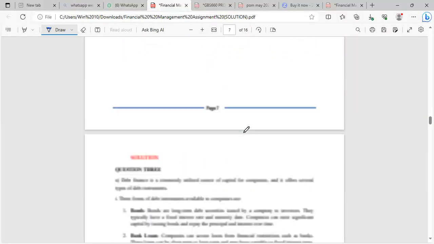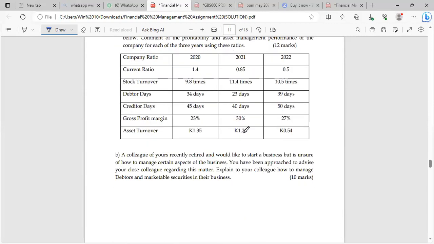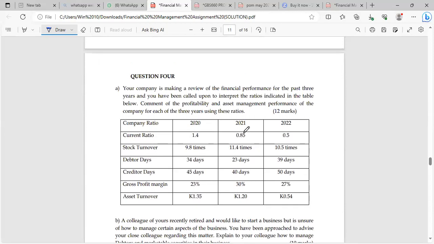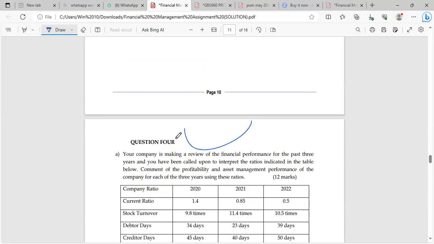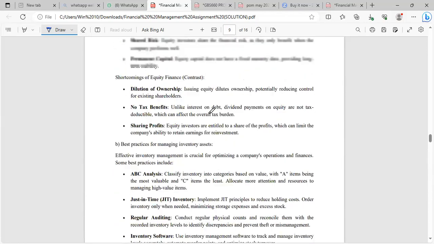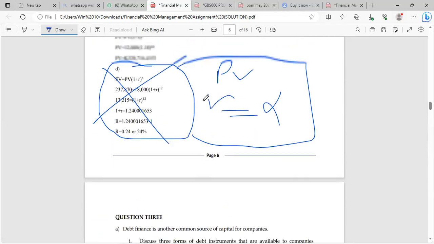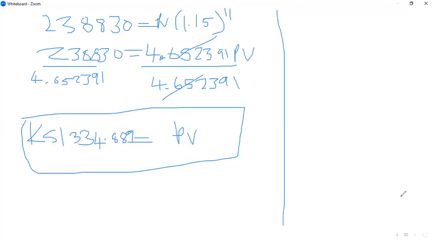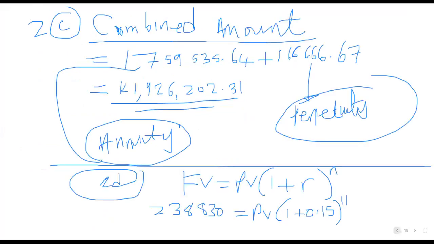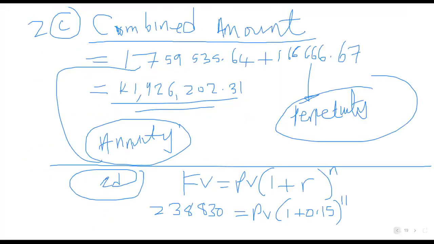I'll go back there so you can do a screenshot. Question 3, question 4. Question 4 is very okay, the way it has been evaluated. Question 3 is also okay. So we need to have a session to discuss a little bit, but question number 2 is the one which had too many errors. I'm sure you are able to follow through this one also.